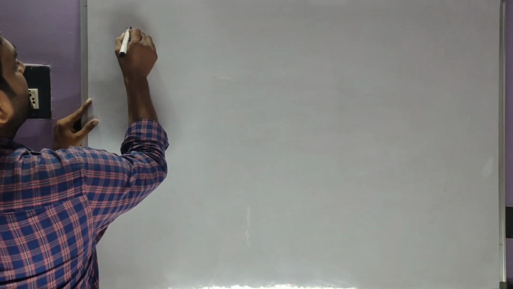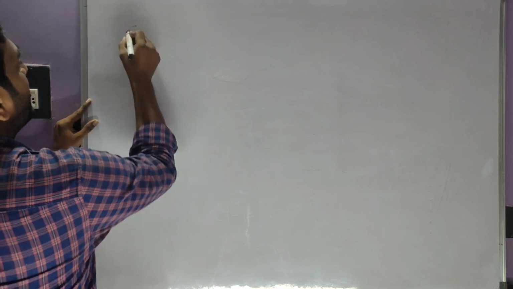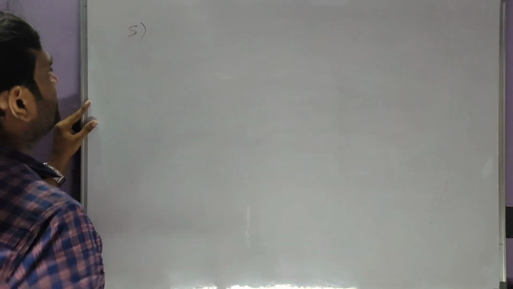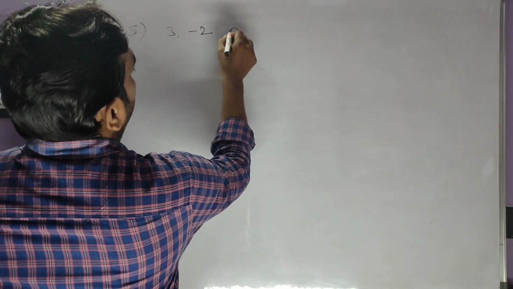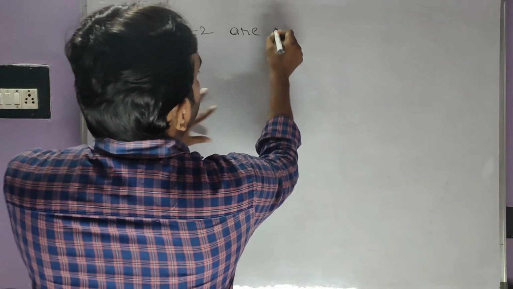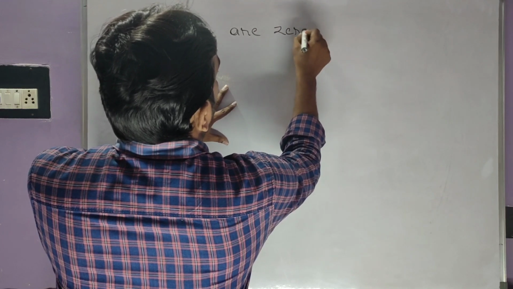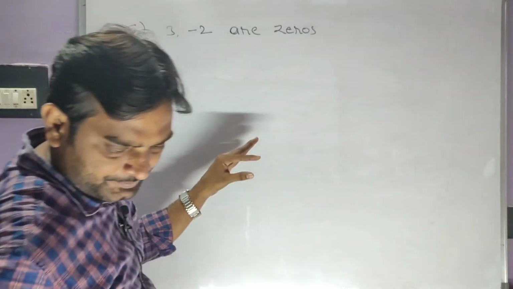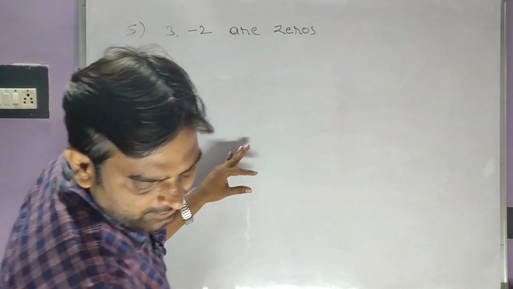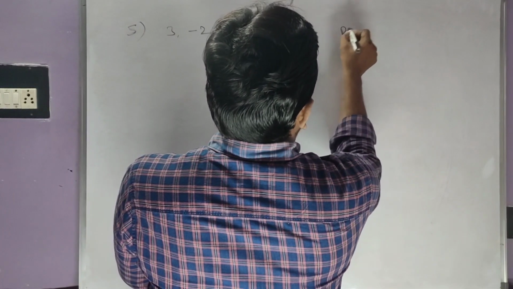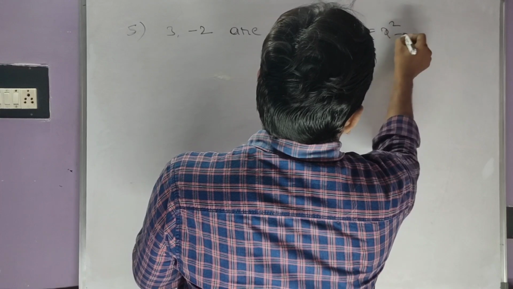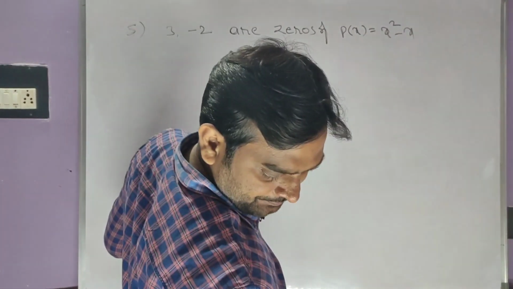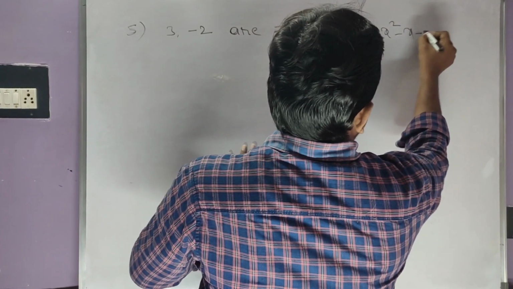3 and minus 2 are zeros of the polynomial. Fifth one: 3 and minus 2 are zeros of the polynomial p of x, zeros of p of x equals x square minus x minus 6.